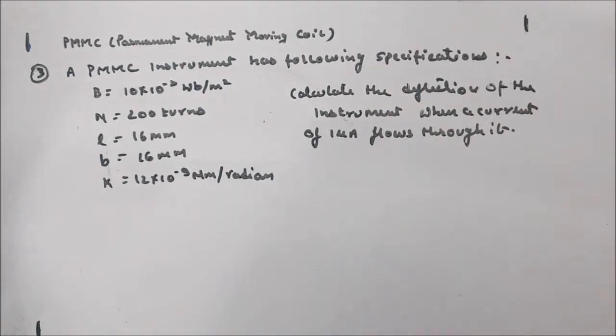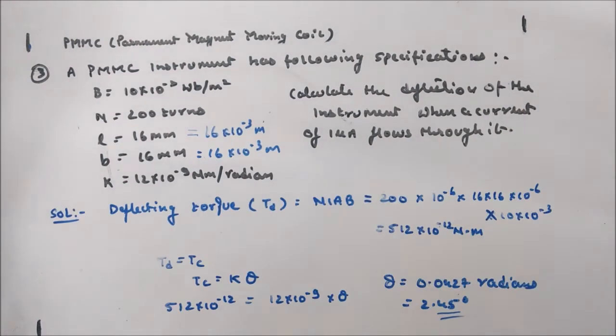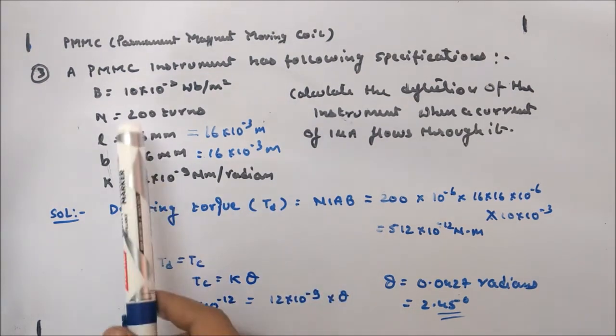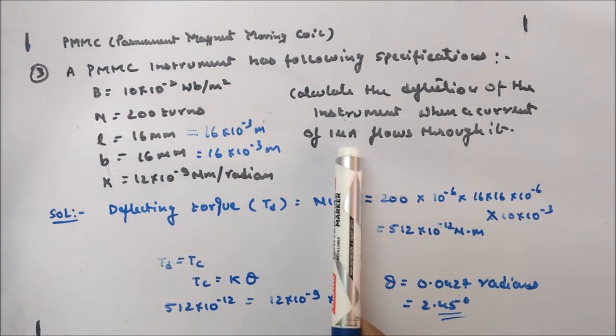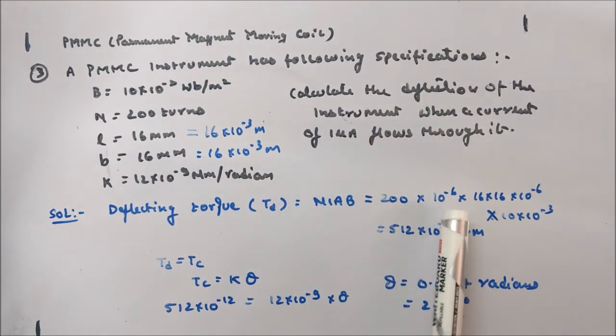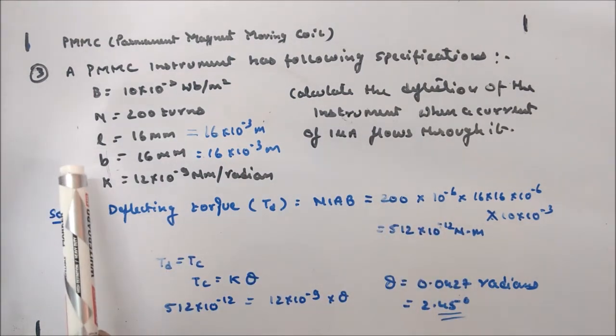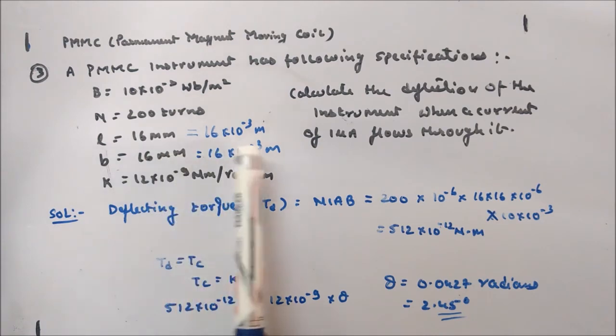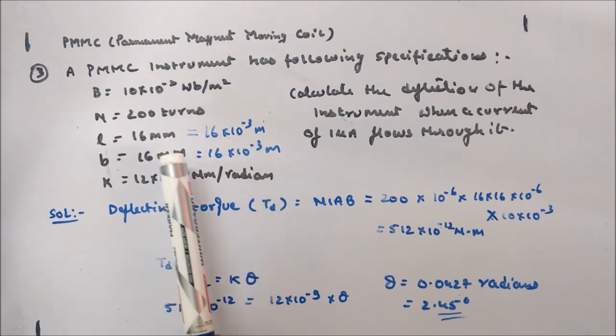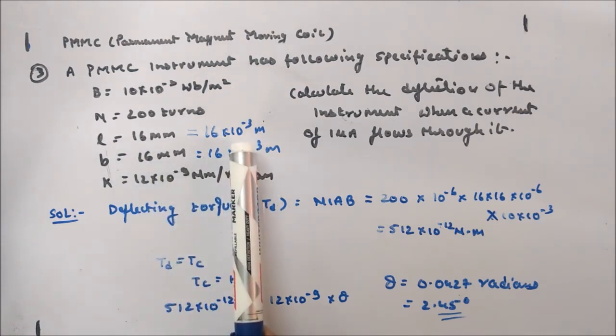Okay, let's look at the solution. So you can calculate the deflecting torque as NIA into B. N is 200, I is 1 microampere, so 10 to the power minus 6. A is length into breadth. Now the length and breadth is converted into meter from mm. 1 mm is 10 to the power minus 3 meter.